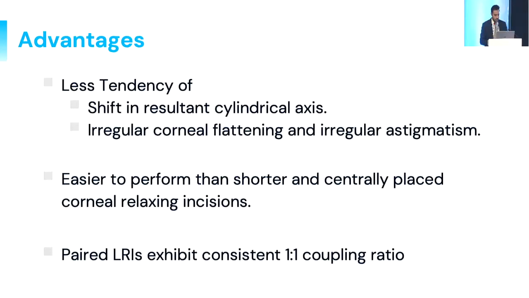So what are the advantages of LRIs? It is mainly that it gives a lesser tendency of shift in the resultant cylindrical axis. It gives lesser tendency for irregular corneal flattening and irregular astigmatism, which are mostly seen in arcuate incisions. It is easier to perform than shorter and centrally placed corneal relaxing incision, and it is consistent with the coupling ratio, which we talked about.